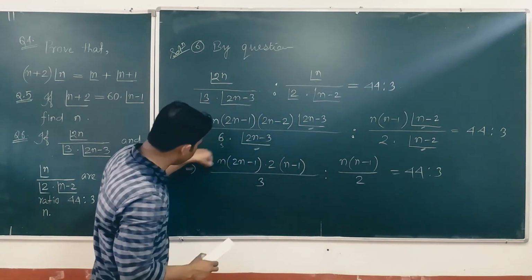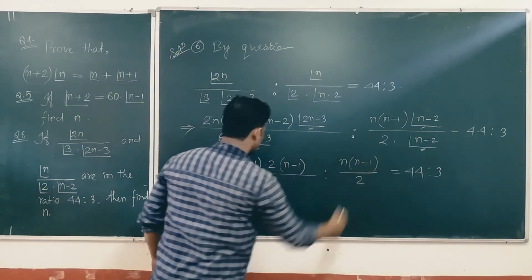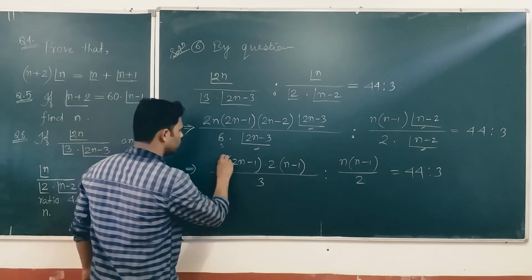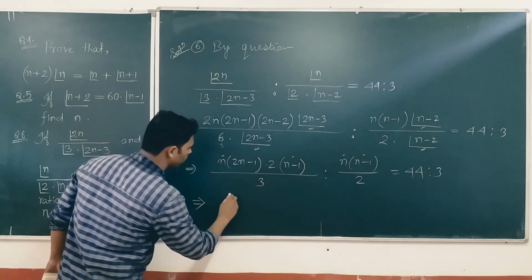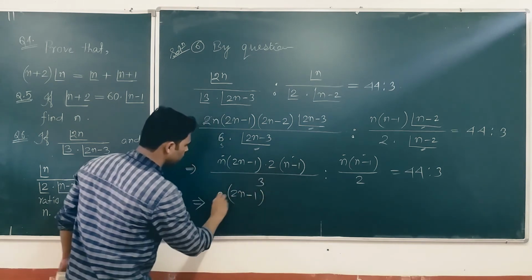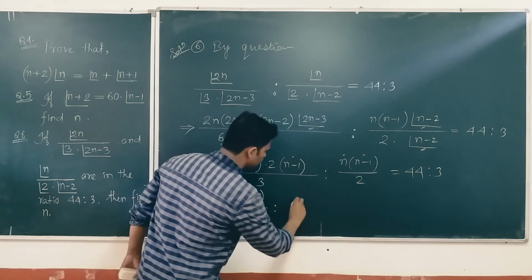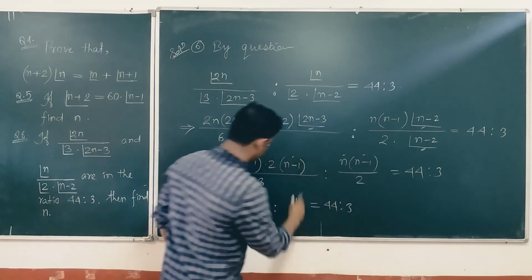So this common term n and n can also be cancelled. n minus 1 can be cancelled out. So the remaining terms are this one, this one, this one, this one. Here it is remaining 2n minus 1 into 2 divided by 3, which is simply 1 by 2 equal to 44 by 3. Now simplify it.